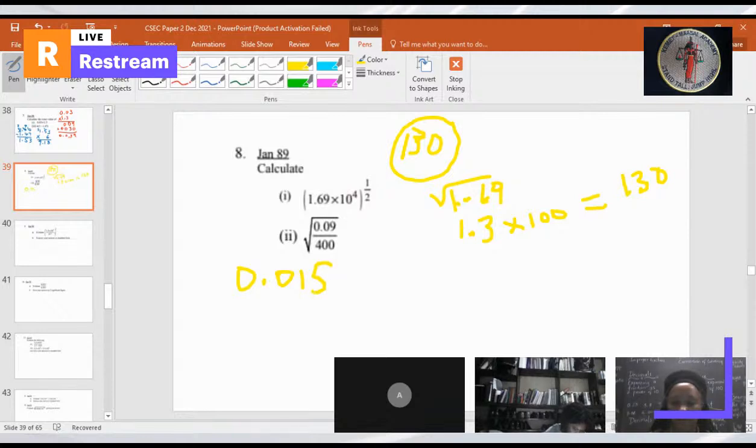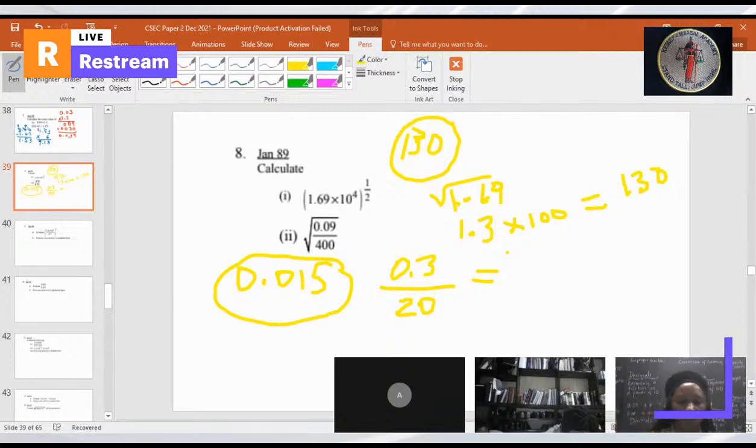0.15. All right, so the square root of 0.09. This is what the calculator gave, which is what? Square root of 0.09 is 0.3. Square root of 400 would be 20. Yes, miss, it's 20. Okay.